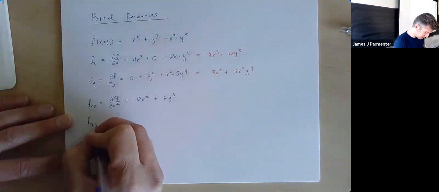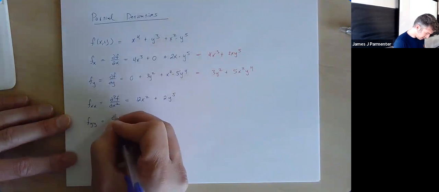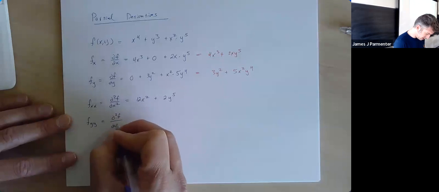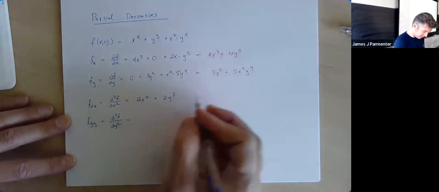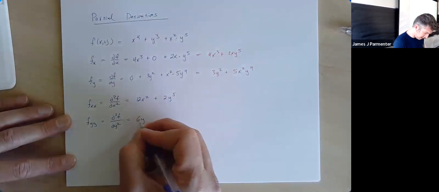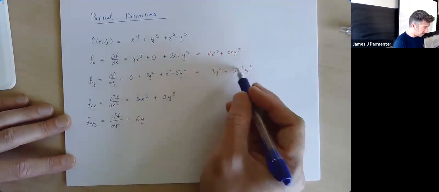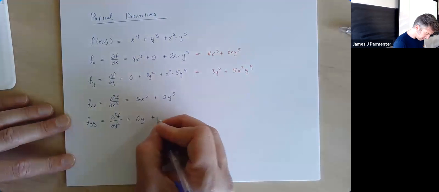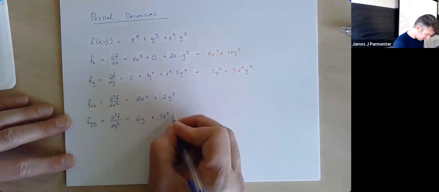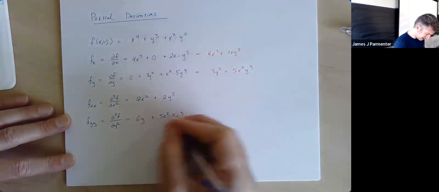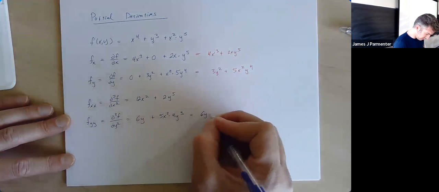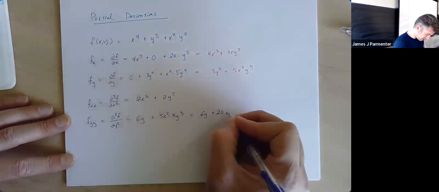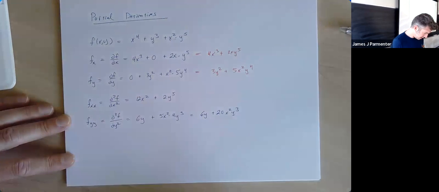Similarly, I want to take the second partial with respect to y, which is del squared f del y squared. Well, the derivative of 3y squared is 6y. The derivative of a constant 5x squared times y to the fourth is going to be 5x squared times 4y cubed. And I guess I would probably simplify this as 6y plus 20x squared y cubed.